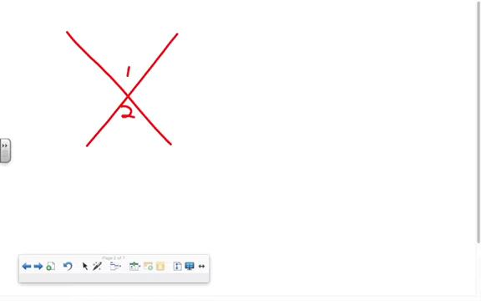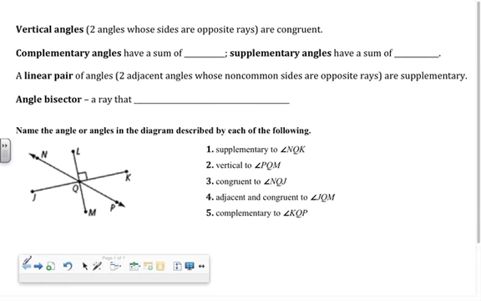Vertical angles look like this. They make an X, okay? And one of the things that I mentioned to you earlier is that vertical angles are congruent, okay?